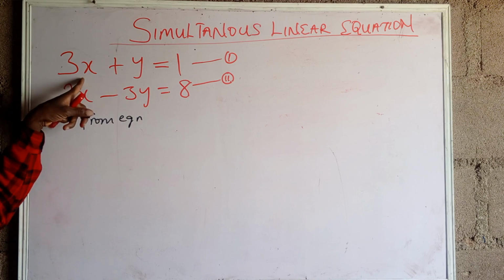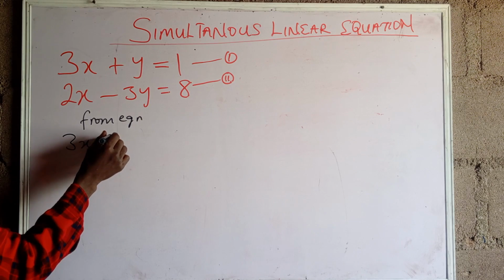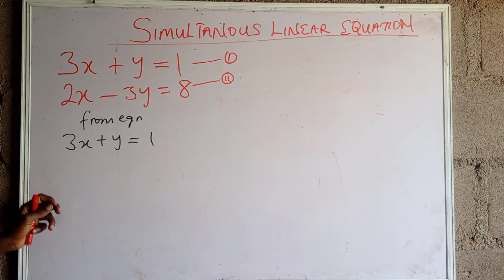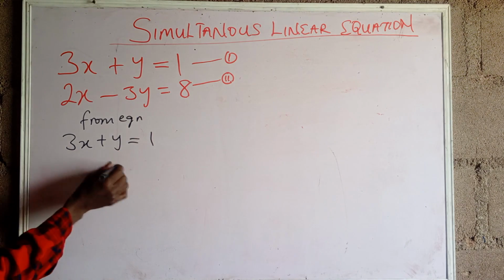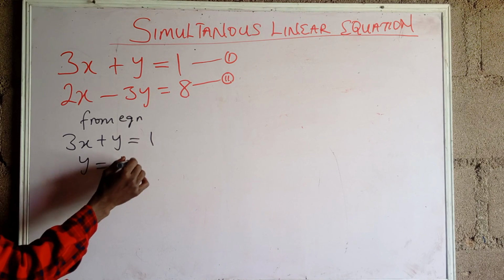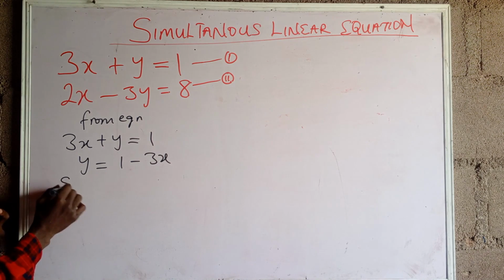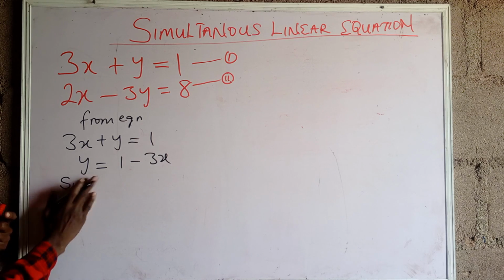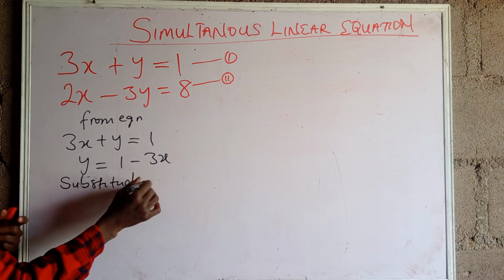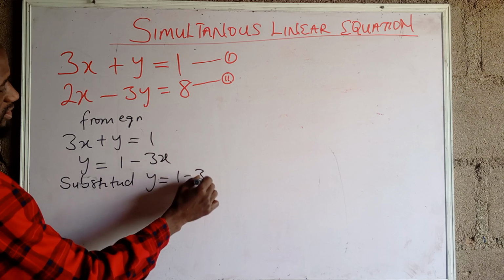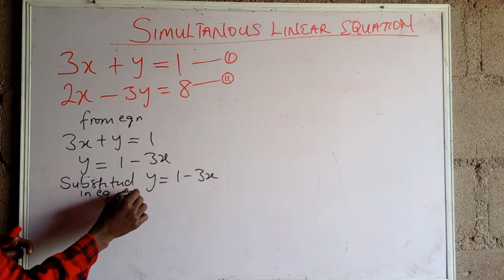Okay, then now we are going to say from equation 1, we can take this first equation. We have 3x plus y is equals to 1. Then in the next case here, you are going to make y the subject of the formula by saying you have y is equals to 1 minus 3x. Then in the next step, we are going to substitute y is equals to 1 minus 3x in equation 2.